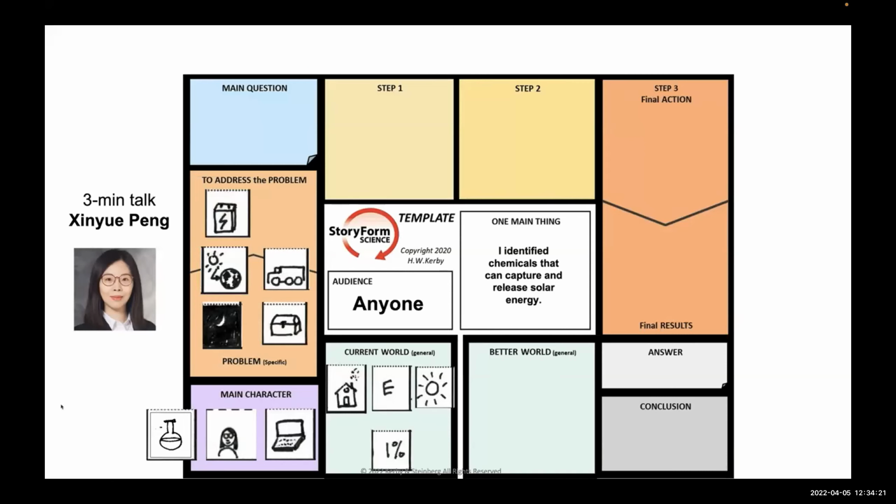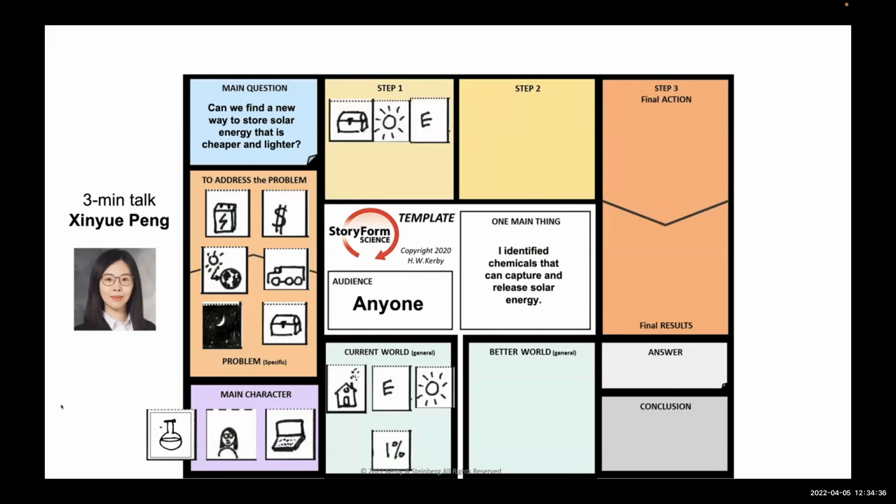Well, you may say, we can use batteries, but they are too expensive and heavy to transport. So our question is, can we find a new way to store energy that is cheaper and lighter? As a chemical engineer, I'm working on storing solar energy in chemical bonds. We are looking for a special type of molecules. When they are exposed to sunlight, their chemical bonds are broken by absorbing energy from the sun. We can then store and transport these separate parts. When we need energy, we just let the parts go back together. When the chemical bonds are reformed, the energy is released. This reversible process can happen over and over again.